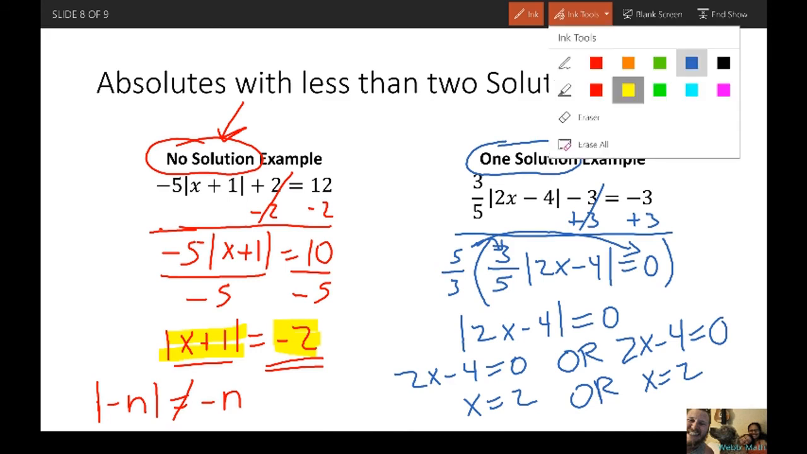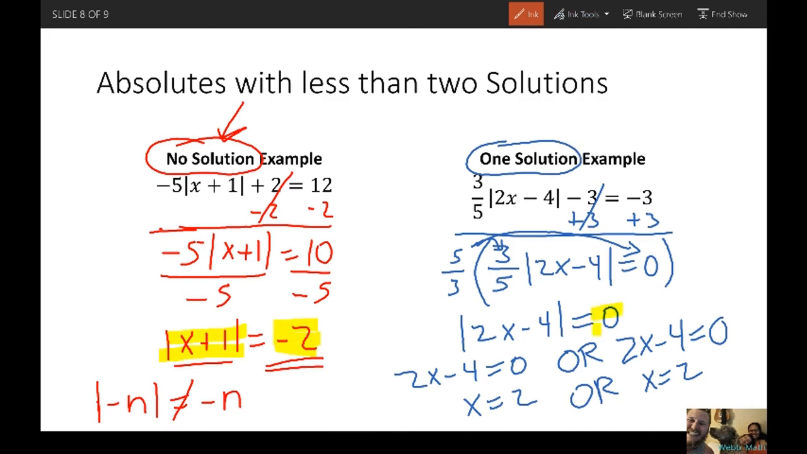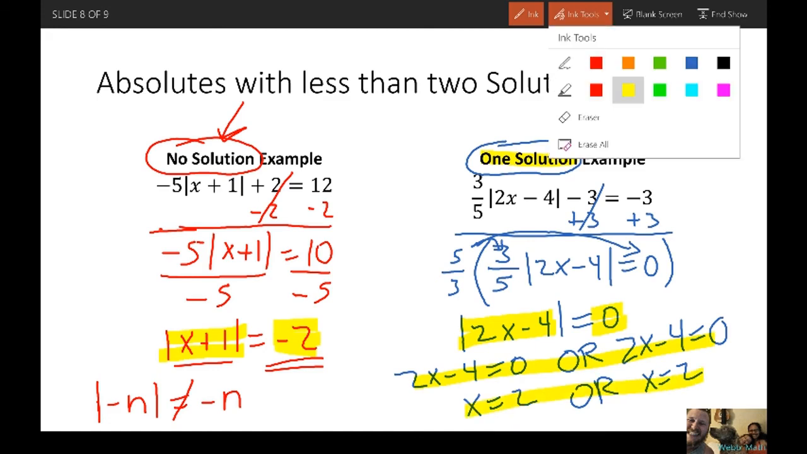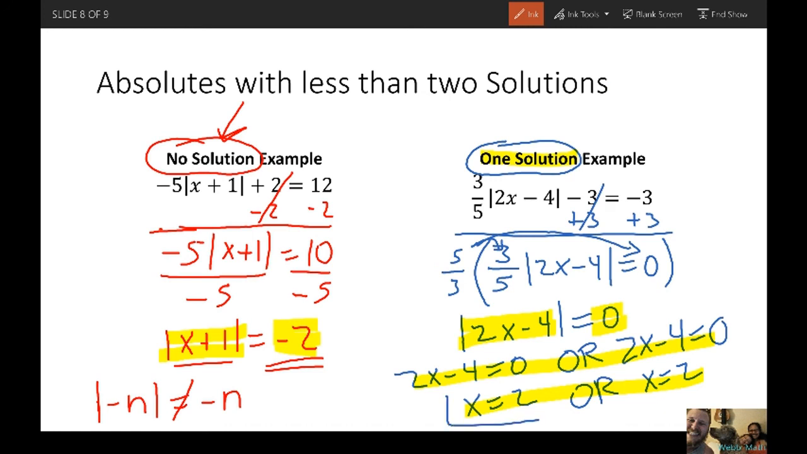So if you ever go through your homework or your test or something like that and you see a 0 on the right-hand side of your absolute value expression, guess what? You got one solution. You can always double check like I did down here, but again, your only solution is x equals 2.